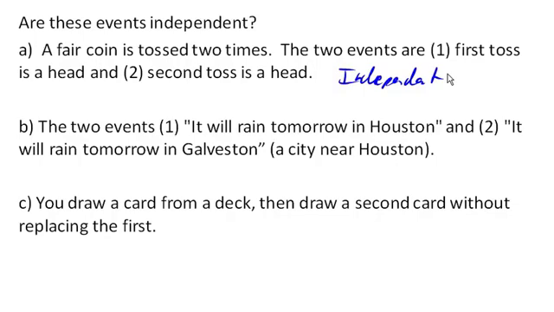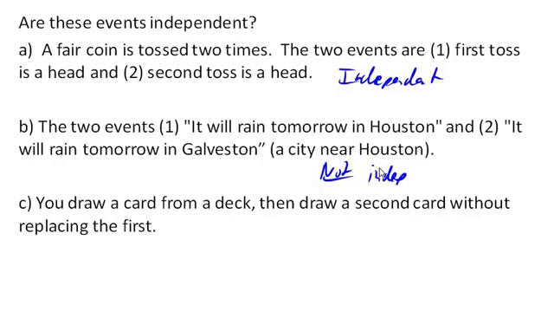How about the two events: it will rain tomorrow in Houston, and it will rain tomorrow in Galveston, which is a city near Houston. These are not independent because the cities are close together. They're likely to have similar weather patterns, and so these are not independent events.